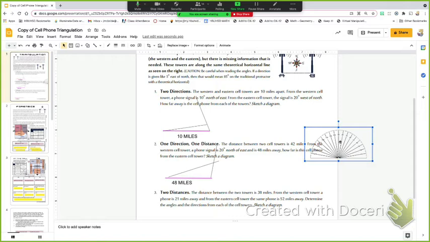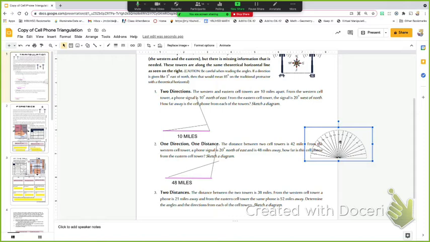And then remember, the cell phone is right where those two sides meet. That's why it's important to get those angles right. If those angles aren't right, where they meet, you're not going to find the person with the cell phone. What do you guys think?